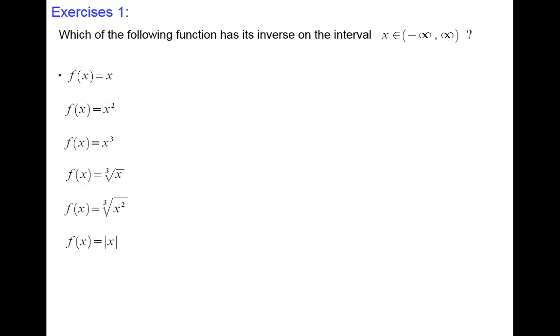Okay, function number 1. Can you tell me, is the function f of x equals x one-to-one or not really? It is one-to-one, of course. I can draw it, it's simply this function, okay? And if I draw the horizontal line, always the horizontal line will intersect once. That means, yes, this function has its inverse, it's one-to-one. Okay, what about x squared?